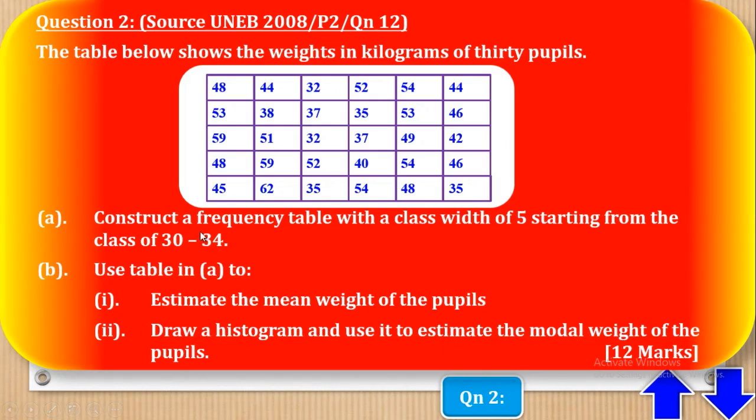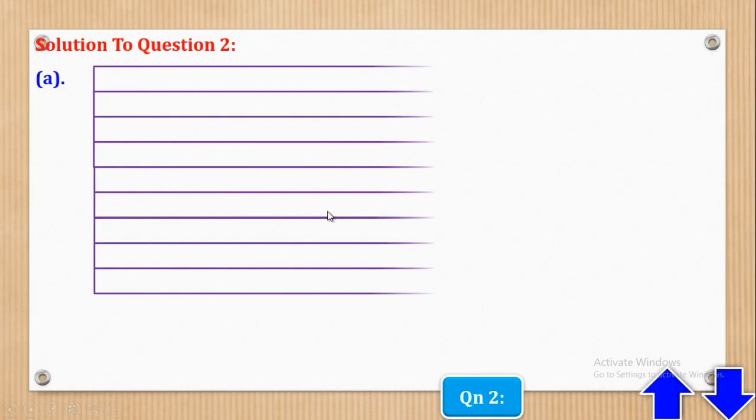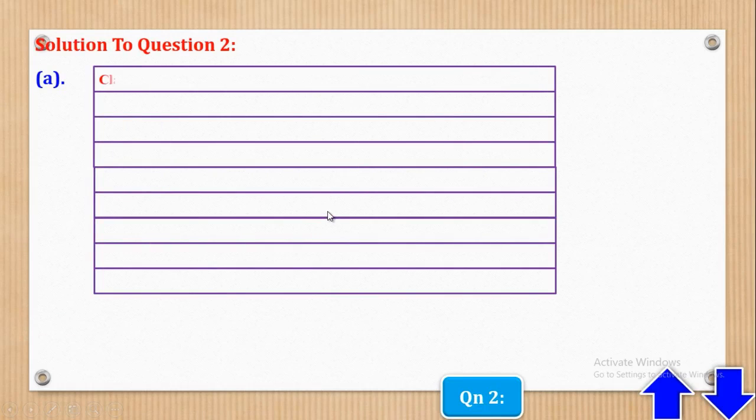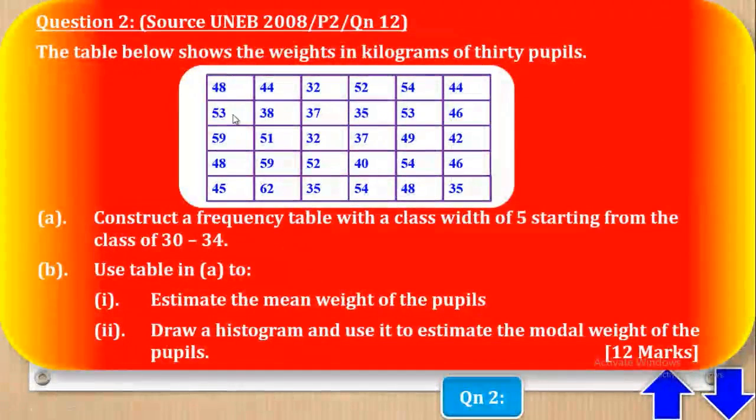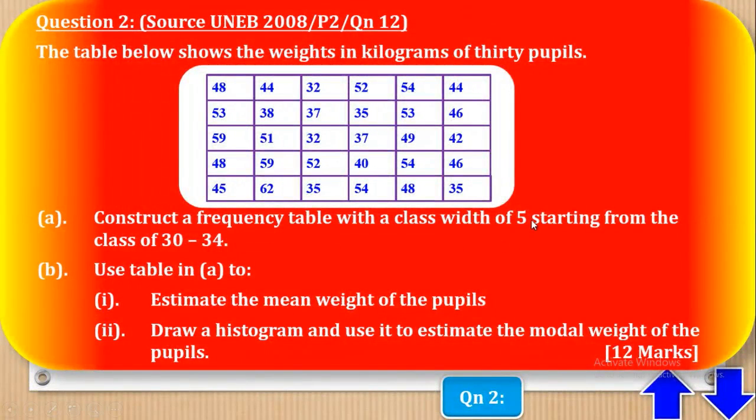So let's start with part A, where they want us to construct a frequency table. So we have to draw a table like that. Then we shall start with the classes. Now for the classes, we are told in the question that we start with a class of 30 to 34, and the class width has to be 5. So let's do that.